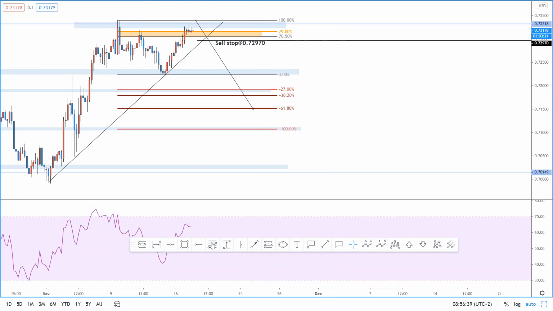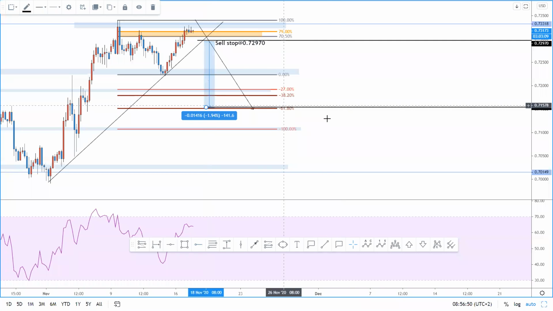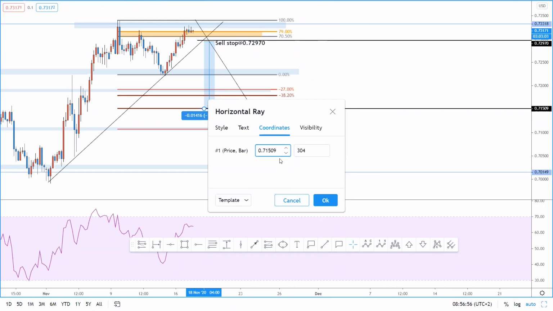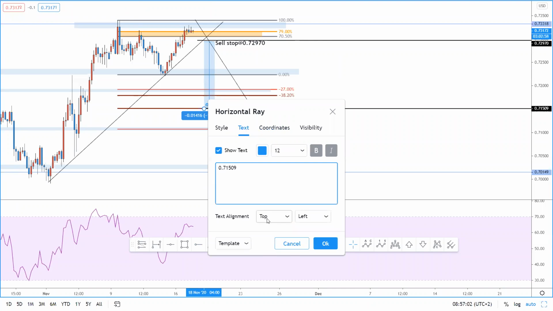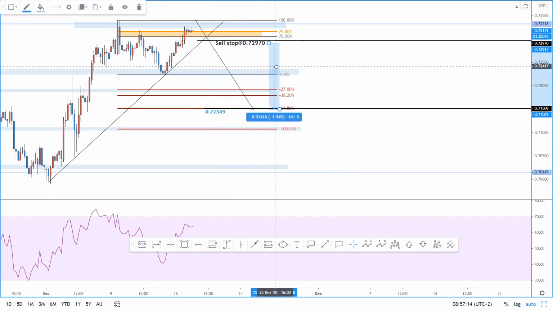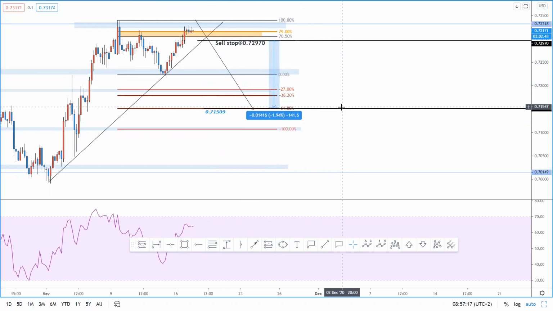You take profit. Looking about 141 pips. So this is your take profit. Take profit price. That is AUD/USD.